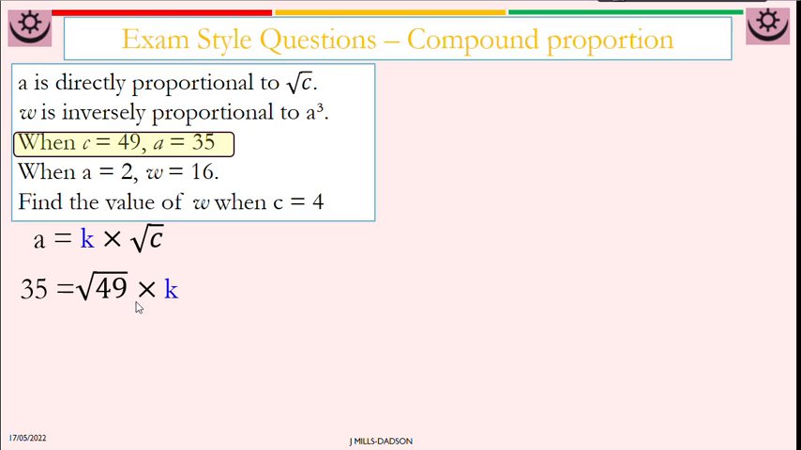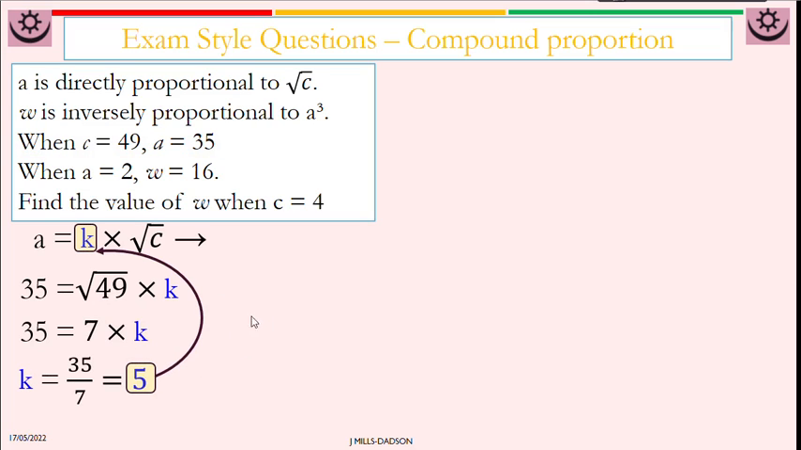Square root of 49 is 7, so 35 will be 7 times K. Divide both sides by 7, and K is 5. So in an explicit form, A equals 5 root C, or 5 times square root of C. Let's call that equation 1. So we've worked out for A.